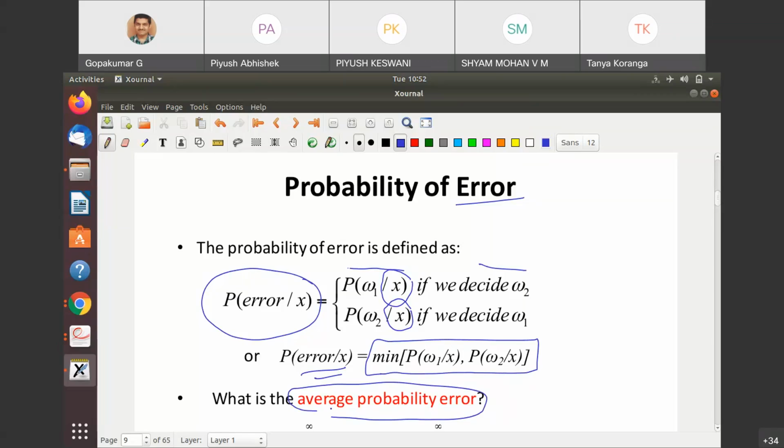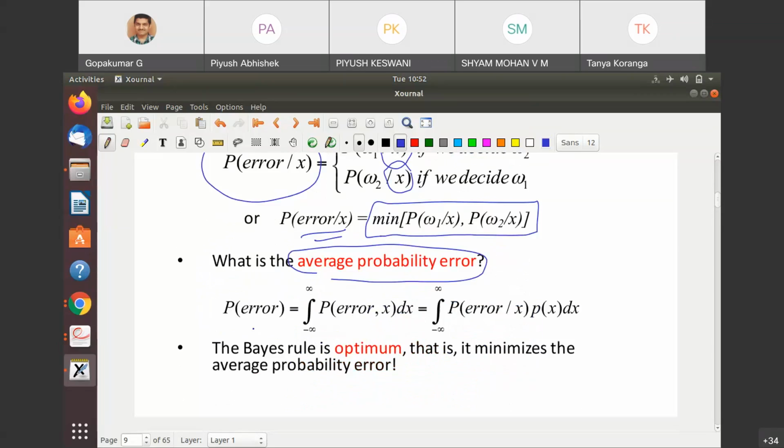So we assume the probability of error in an average case. We know that these are density functions, so we integrate from minus infinity to infinity the probability of error comma x, into dx. We have already seen this substitution based on our earlier discussions: the joint distribution can be represented as the probability of error given x into p of x into dx.